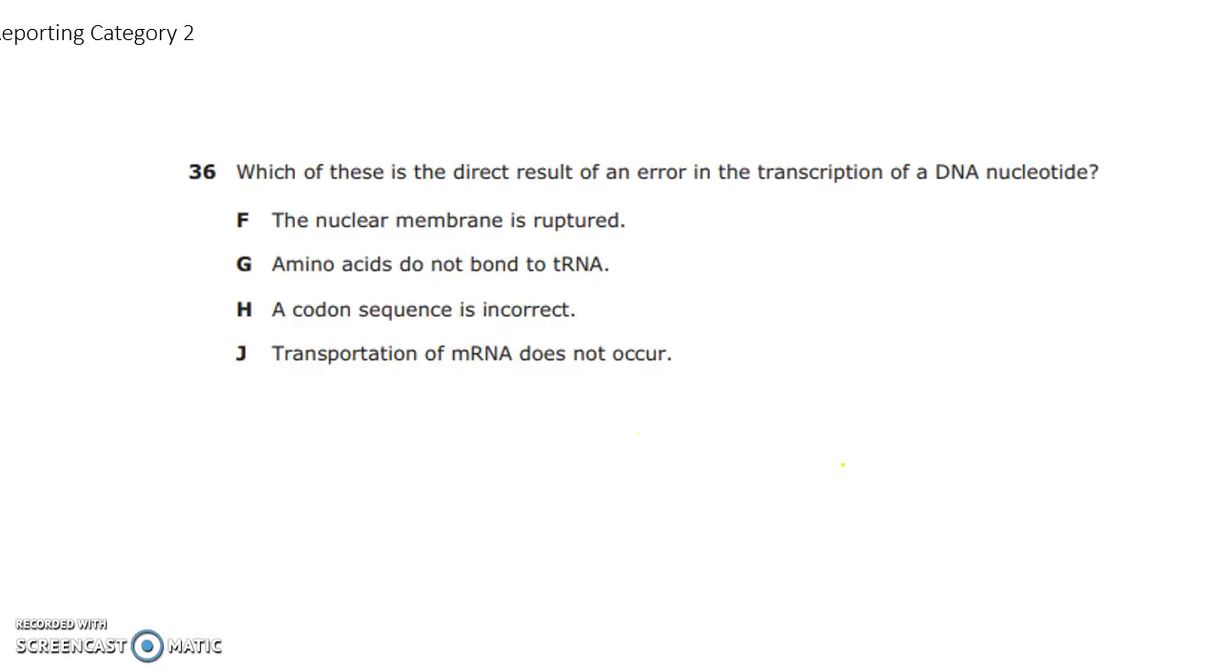For reporting category number 2, which of these is the direct result of an error in the transcription of DNA? We have to remember when we're transcribing DNA, we're taking DNA and making RNA. And when you make RNA, you're also making the codons. So if there's an error in the RNA, you also have an error in the codon sequence.